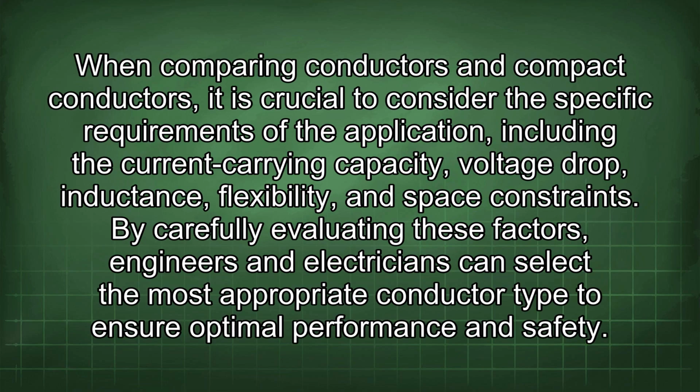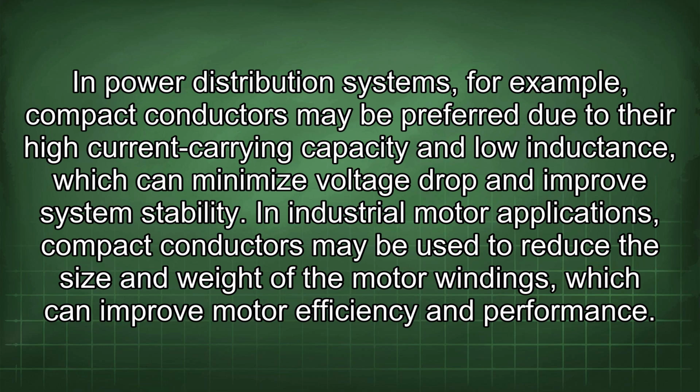When comparing conductors and compact conductors, it is crucial to consider the specific requirements of the application, including the current carrying capacity, voltage drop, inductance, flexibility, and space constraints. By carefully evaluating these factors, engineers and electricians can select the most appropriate conductor type to ensure optimal performance and safety. In power distribution systems, for example, compact conductors may be preferred due to their high current carrying capacity and low inductance, which can minimize voltage drop and improve system stability.